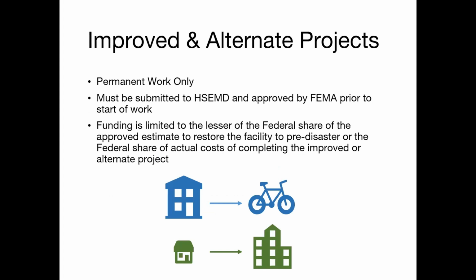An alternate project is when an applicant may determine that the public welfare is not best served by restoring the function of a damaged facility. When this occurs, the applicant must obtain FEMA's approval to apply PA funding towards a different facility or facilities. FEMA refers to this as an alternate project. For example, putting the cost to repair an old warehouse toward buying a new fire truck.